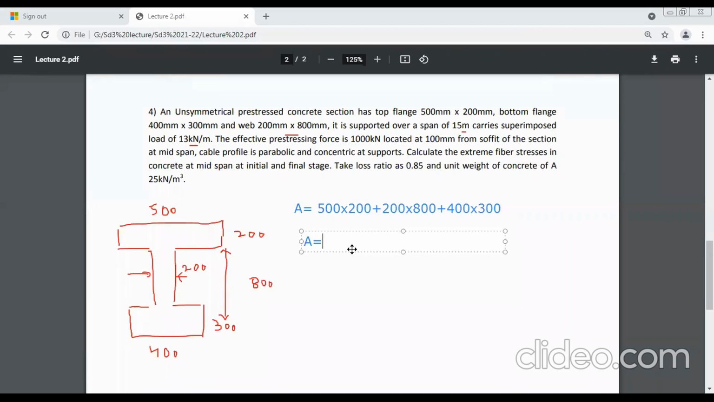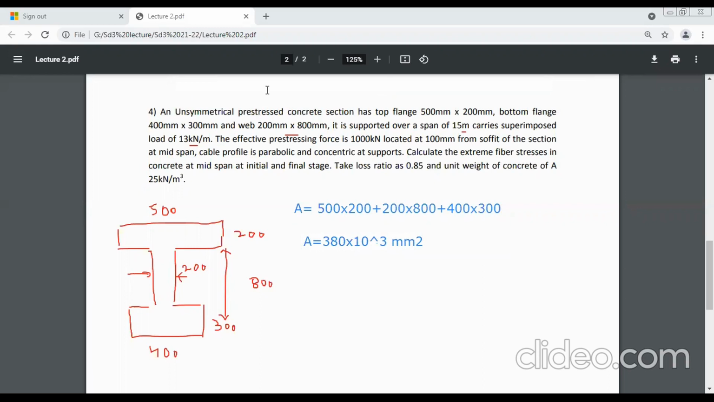So how much is this? 380 into 10 raised to 3 mm square. Am I correct, students? Am I audible, everyone? Yes, sir. Okay, so 380 into 10 raised to 3 mm square.